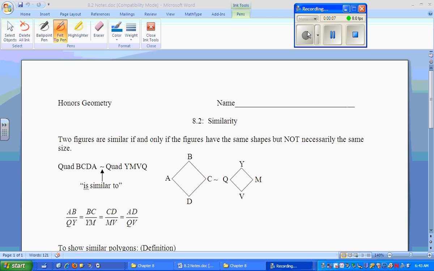Mr. Bogajski here. We are starting on similarity, so we're going to be talking about similar figures: triangles, quadrilaterals, pentagons, any type of polygon.